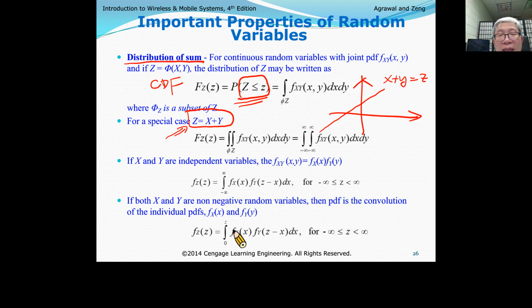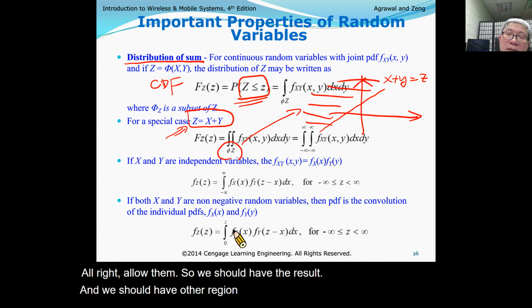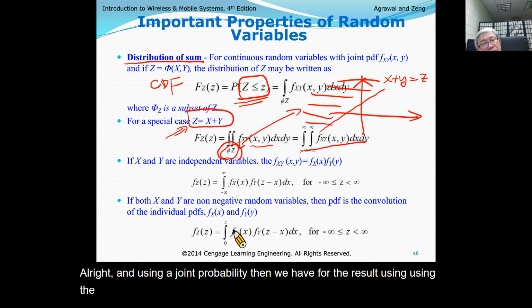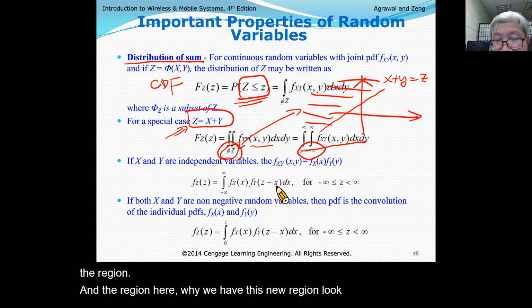And lower than, so we should have the result. And we should have the region here. Double integral. And using a joint probability, then we have the result, using the region. And the region here, why do we have this new region? Look at this.